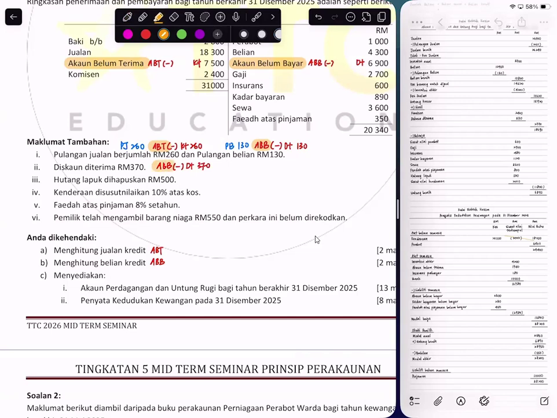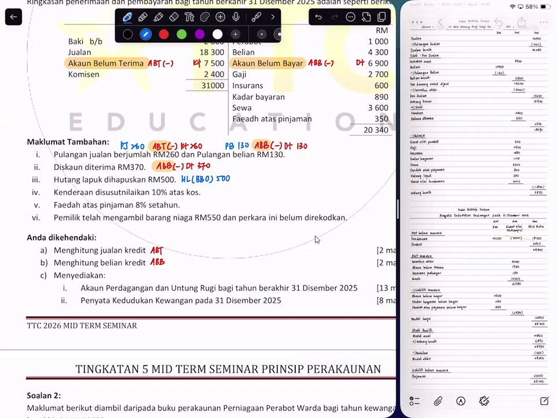Then the next one, hutang lapuk. This one we discussed earlier already, right? I think twice already. First time in kaedah perbandingan, the second time when we recapped the pelarasan. So hutang lapuk, first thing: hutang lapuk itself is belanja because the customer is gone. You cannot collect your money at all. So it is belanja for APO later, 500.